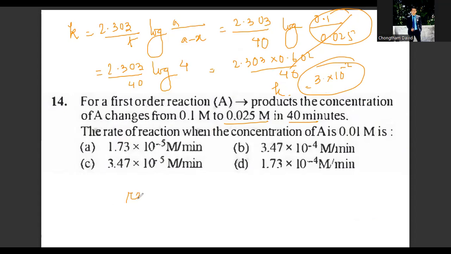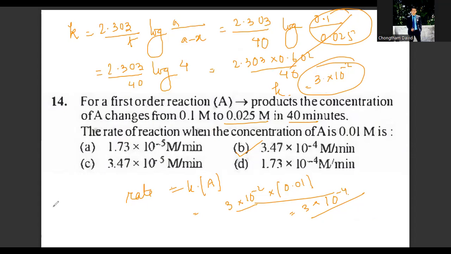Now, let us find the rate. Since this is a first order reaction, rate equals rate constant into concentration of A. What you have just found out was 3 into 10 to the power minus 2, and this rate constant is multiplied with the concentration of A. Okay, so you have approximately 3 into 10 to the power minus 4. So this is the answer. Question number 14 will be approximately 3.4 into 10 to the power minus 4. This is the answer to question number 14. I hope it is clear.